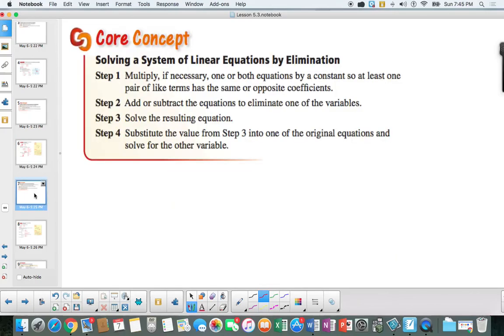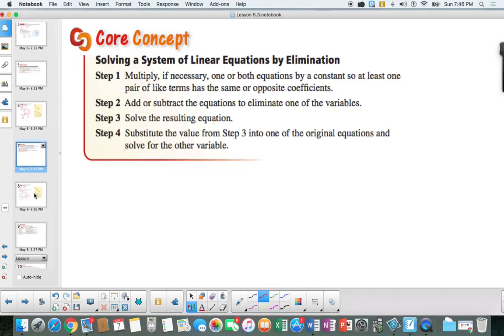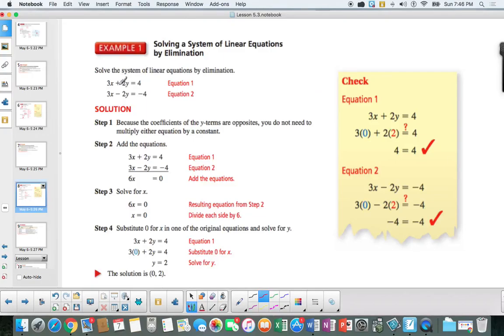Our last method is called solving a system by elimination. When we have two equations right here and we line up the x's and the y's and the constants, we can notice that these coefficients of the y terms are opposites. And when that happens, we can go ahead and add them. Adding them means that the y is going to be eliminated, and now we have an equation of only x's. Once we get this x, we go ahead and substitute it like we did in the previous example, and we get our y.